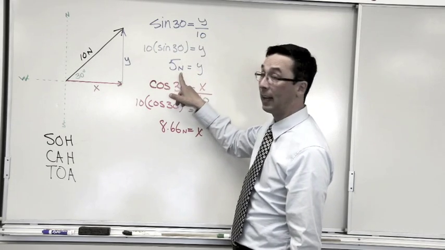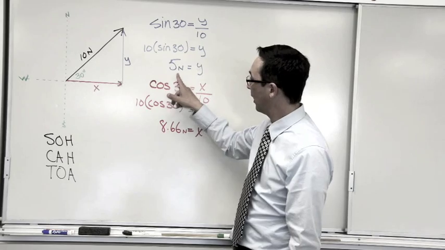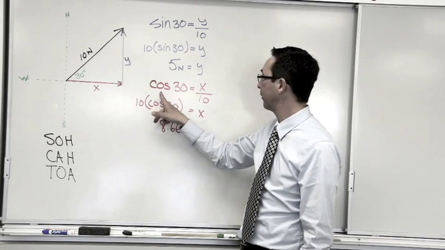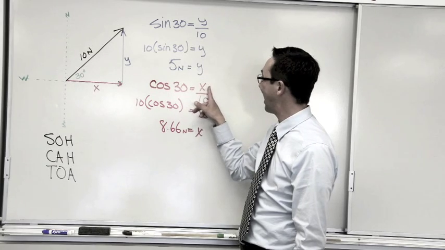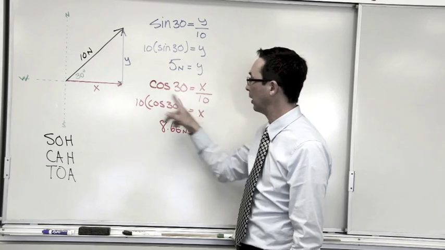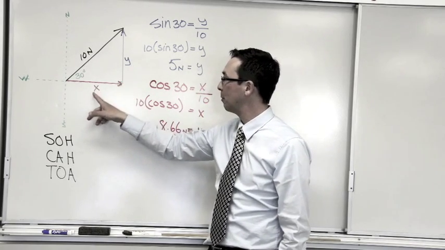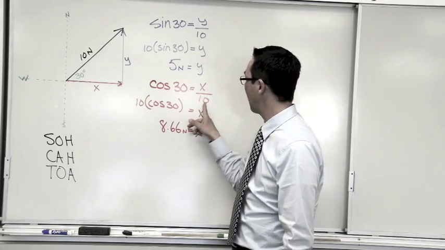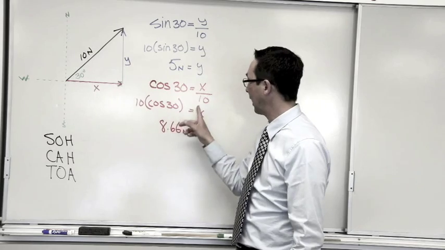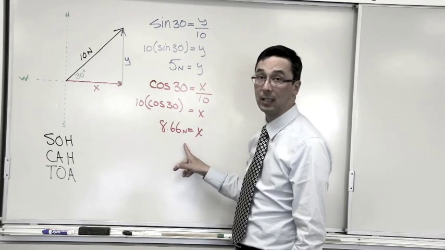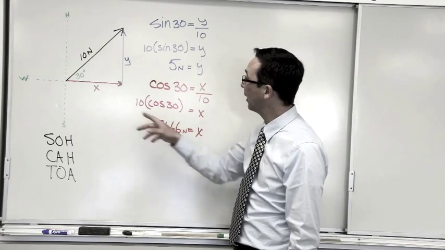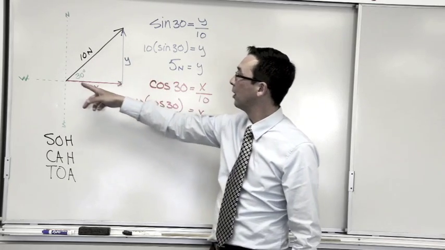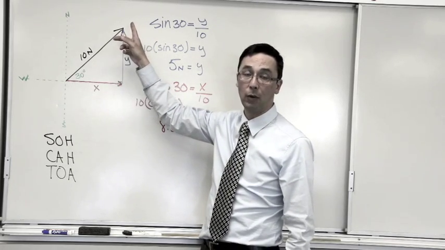Solving for y, I get 5 newtons. And to solve for x, I used a cosine, which is equal to the adjacent over the hypotenuse. The adjacent side, adjacent to the angle, is x, and the hypotenuse is 10. Again, solving for x, I get 8.66. So in this way, we can calculate the components, both x and y, for this 10 Newton force.